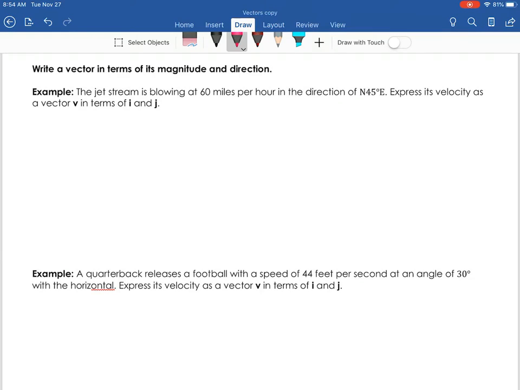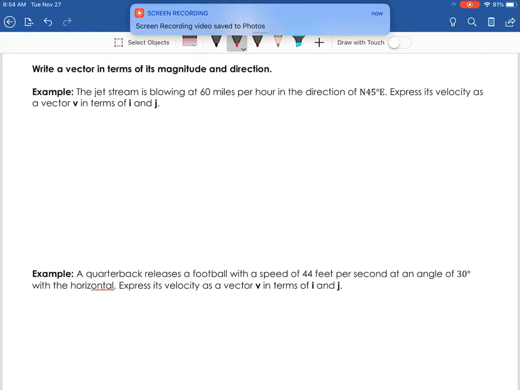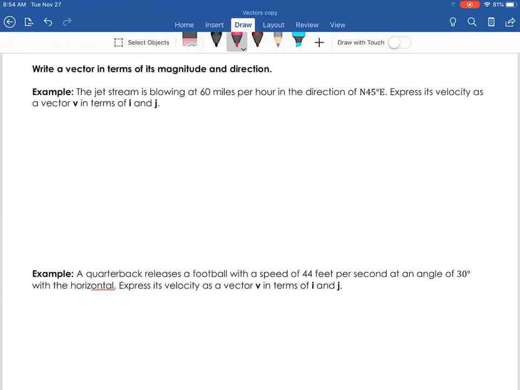Okay, writing vectors in terms of magnitude and direction. It says the jet stream is blowing at 60 miles per hour in the direction of north 45 degrees east. Express its velocity as a vector in terms of i and j.